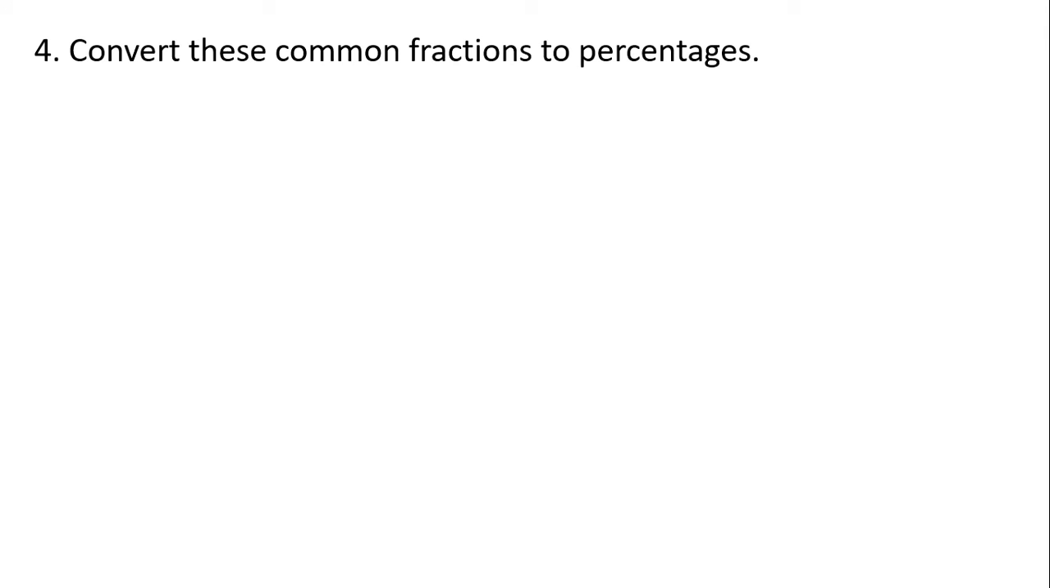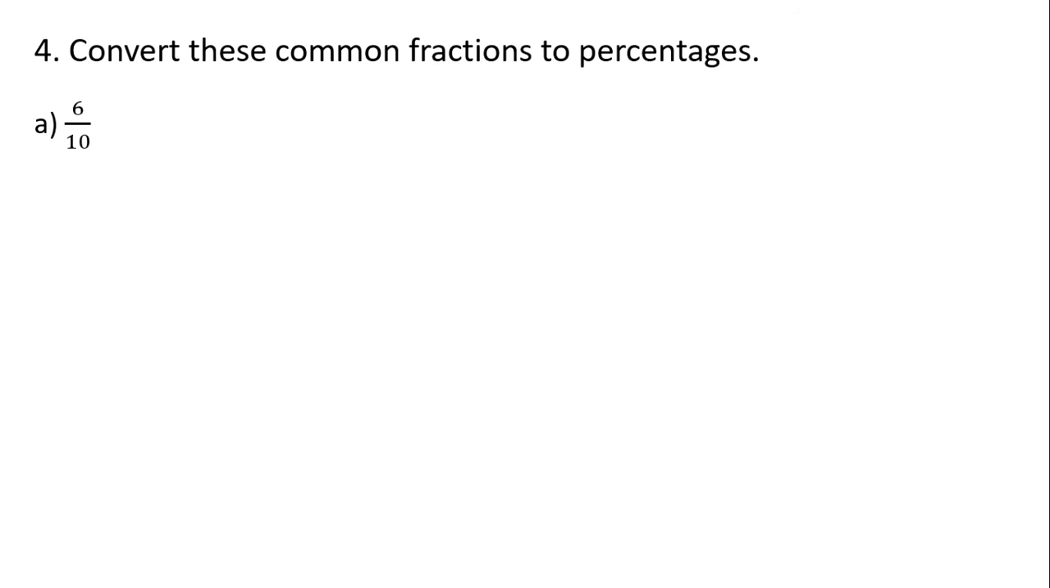Convert these common fractions to percentages. We have 6 over 10. What we are supposed to do is to have a denominator of 100. There are different ways you can get a denominator of 100. If you want, you can multiply 10 by 10 at the bottom. What you do to the denominator, do to the numerator. To get 100, you have to multiply 10 times 10. Do the same to the numerator. 6 times 10 will give you 60.